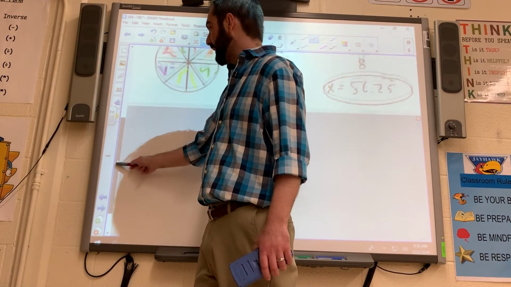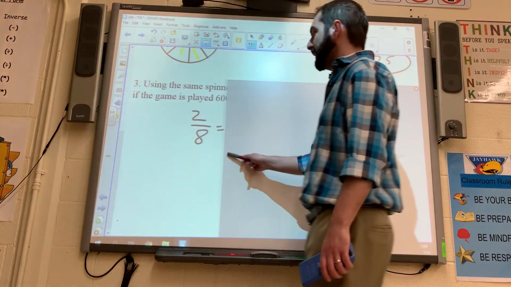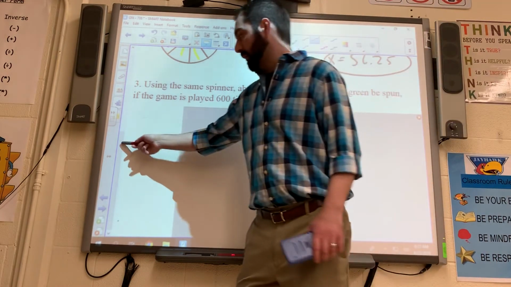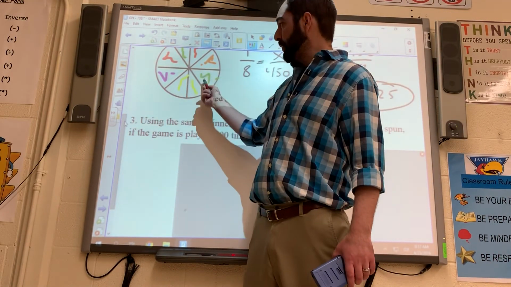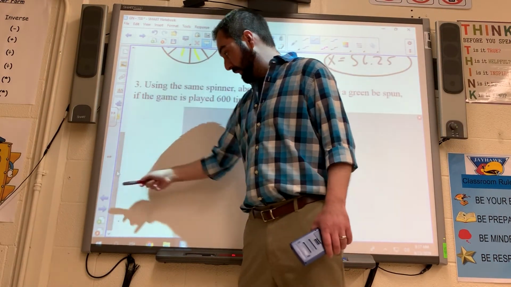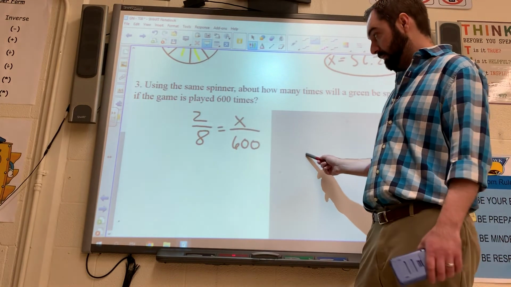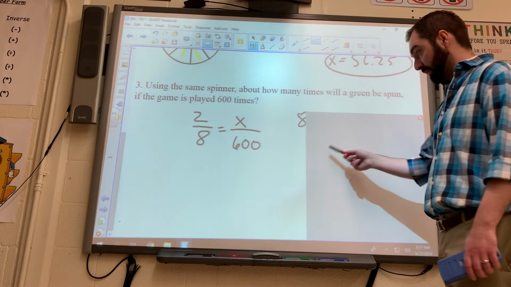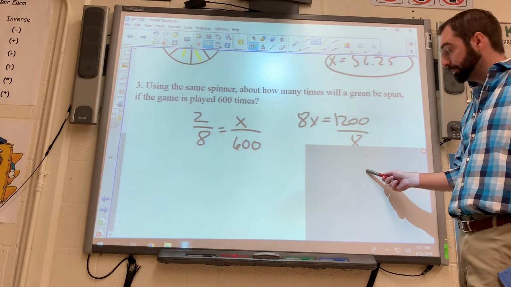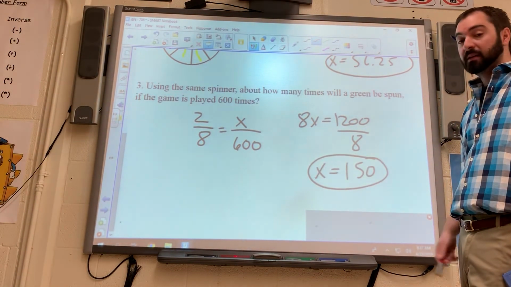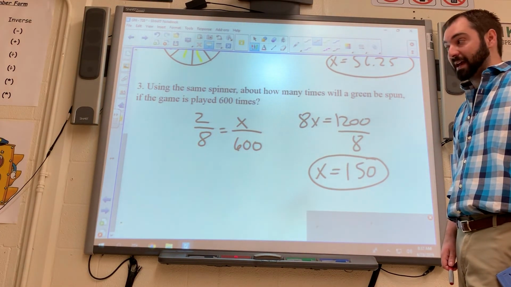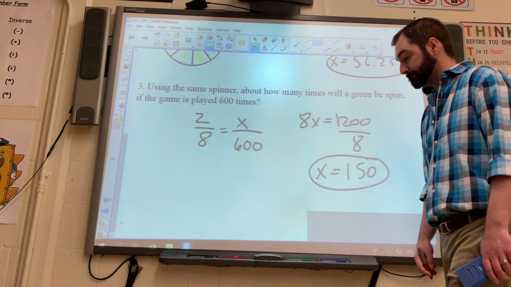And number 3, using the exact same spinner, how many times would we get green to be spun? Well, let's think about this. There's 2 out of 8 green segments, so a little bit different than orange, 2 out of 8. And again, we want to spin it 600 times. Cross multiply, 8x equals 1,200. 1,200 divided by 8 would be approximately 150 greens would land out of 600 times spun.